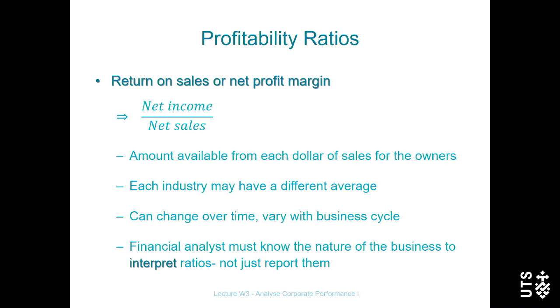So this first profitability ratio, return on sales, is measuring the efficiency with which the company turns each dollar of sales, of revenue, into how many cents of profit to shareholders, right? So this is doing the bottom line of the income statement divided by the top line, right?